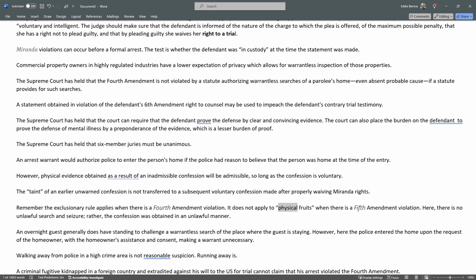It does not apply to physical fruits when there is a Fifth Amendment violation. Here, there is no unlawful search and seizure. Rather, the confession was obtained in an unlawful manner.